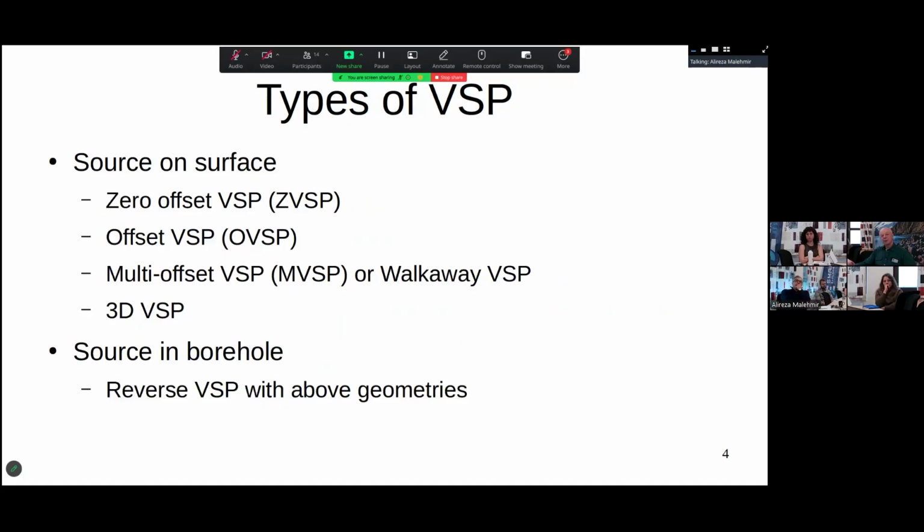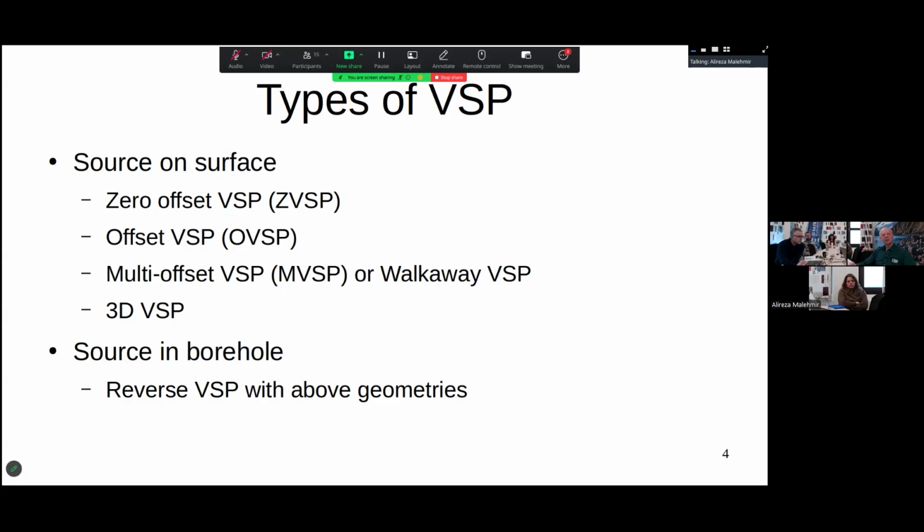But there are many types of VSP now, and VSP is a general term. It should maybe be called borehole seismic investigations rather than VSP, but VSP has managed to stick around. If we look at the case where we have a source on the surface, we'll have a zero offset VSP, which is the classical VSP, where we have a vertical borehole and the source is very close to the wellhead, and so we're mainly looking at vertically traveling waves.